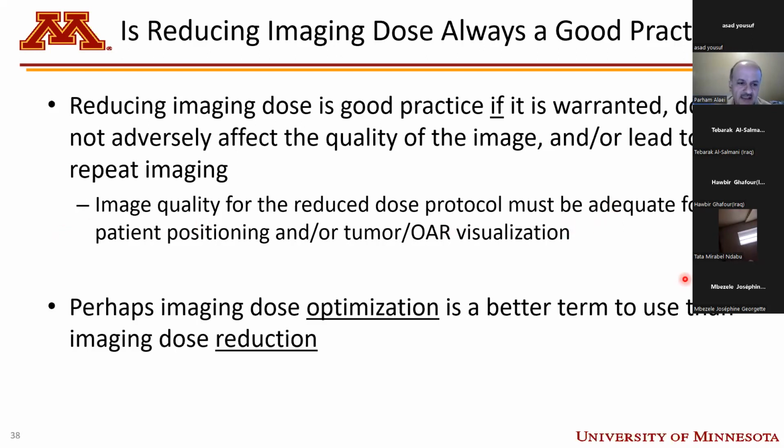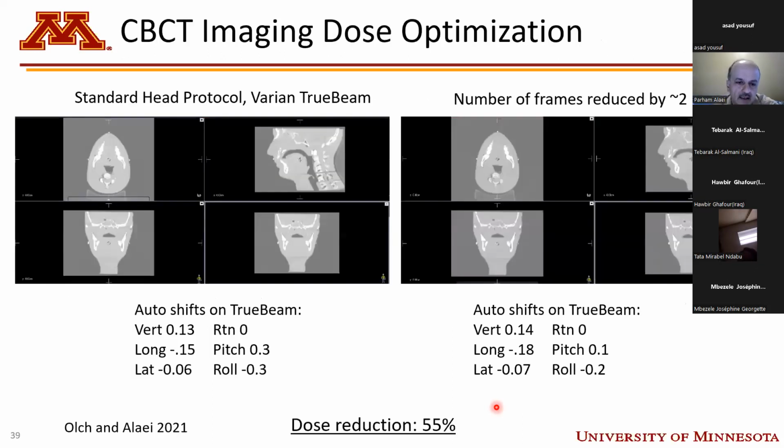Because of that, perhaps we shouldn't use the term reduction. We should probably use dose optimization. Reduction means we always reduce the dose. Optimization means you may reduce it, or you may actually have to increase it. And I have an example of that coming up. So the more recent trend is to talk about the optimization of the dose and not merely reduction of the dose. I have examples of this.